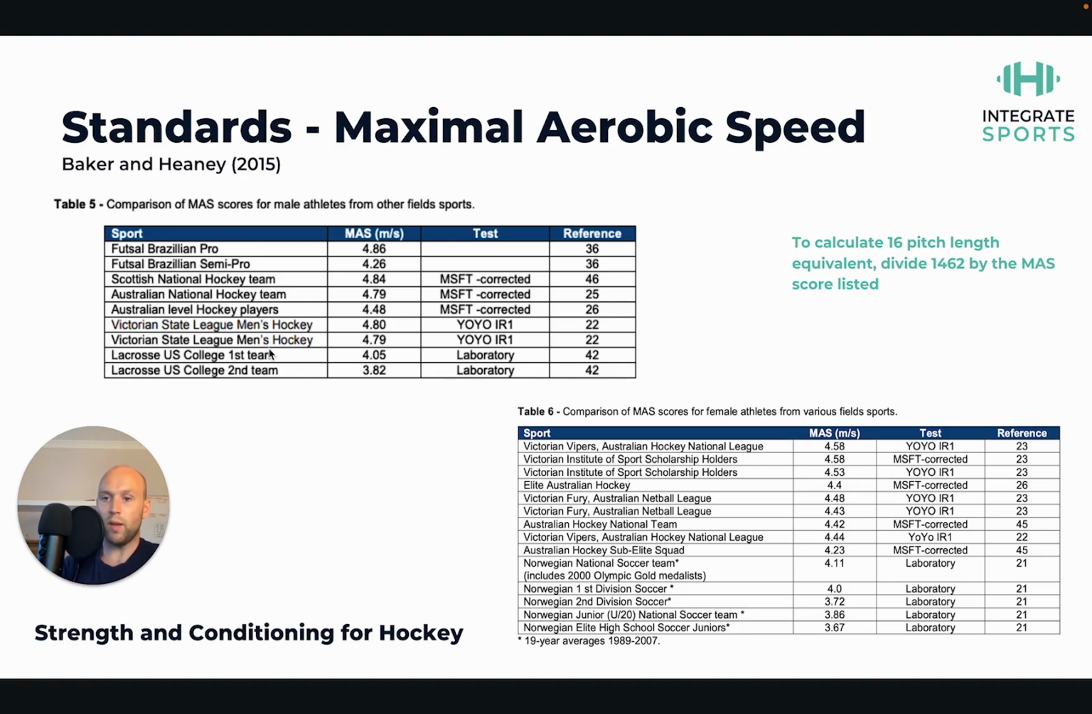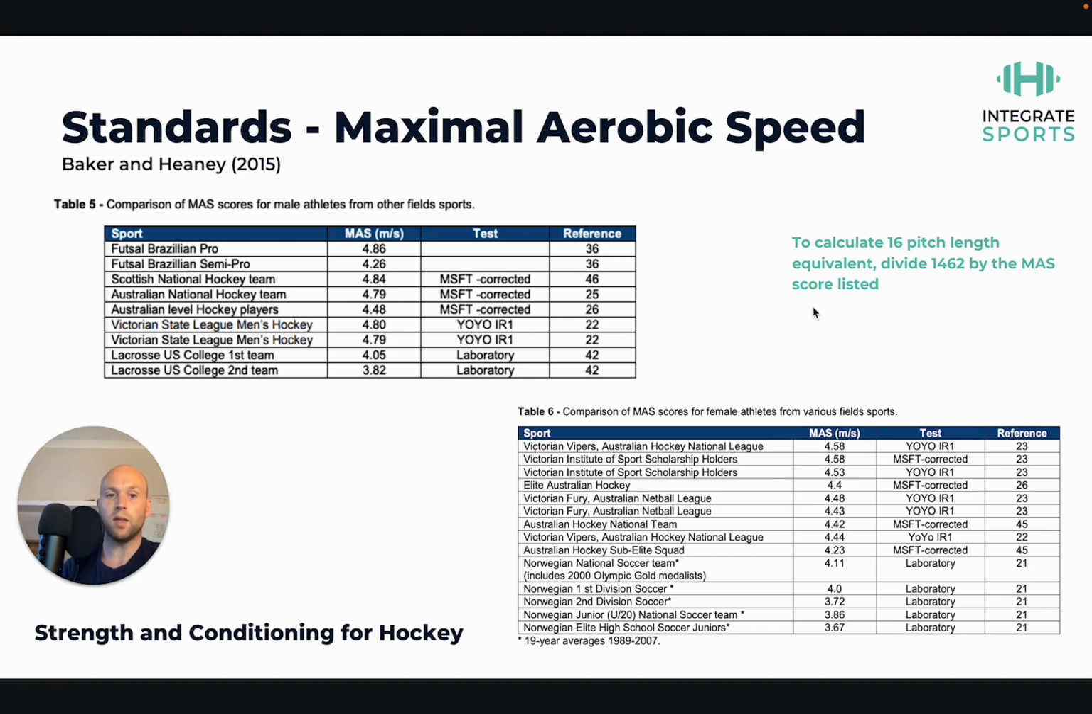And then you can see that obviously the lower the playing level, again, the lower the score became. On the women's side, scores were in the Australian National League, 4.58, which is sitting at around a 5:25 to 5:20 kind of ballpark across different scores. And again, as you can see, the score began to drop as the level of competition dropped. So, for example, there's a sub-elite squad here, 4.2, hockey national team 4.4, elite Australian hockey 4.4, and then finally the hockey national league at 4.58. So you can see there's incremental increases in the MSS score.